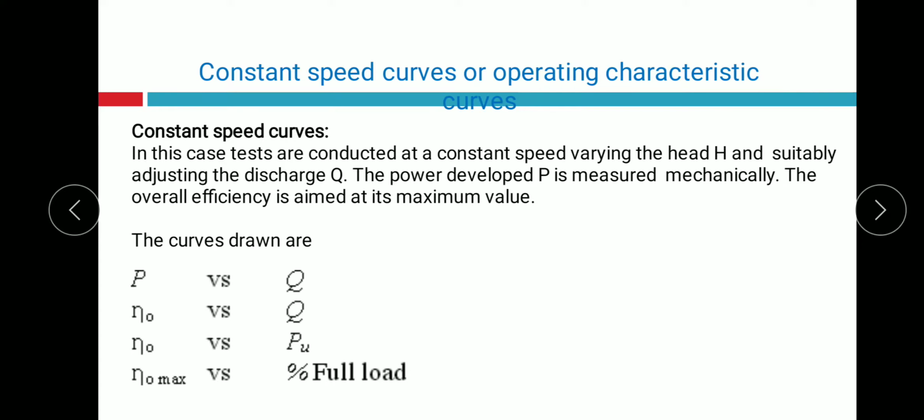Next, coming to the constant speed curves or operating characteristic curves. In this case, tests are conducted at constant speed, varying the head and suitably adjusting the discharge. The power developed is measured mechanically. The overall efficiency is aimed at the maximum value. They have drawn the graphs between power and discharge, overall efficiency and discharge, overall efficiency and unit power, maximum overall efficiency and percentage of full load. There is no question of speed here because it is a constant speed curve.